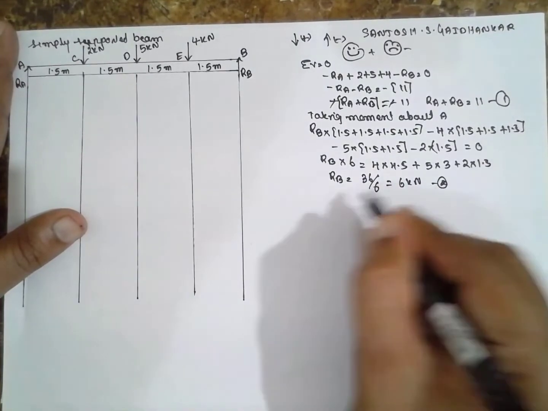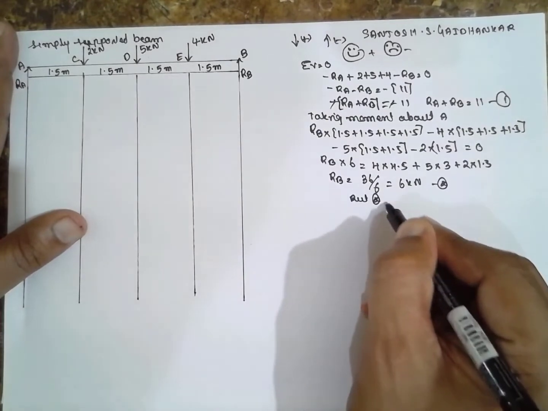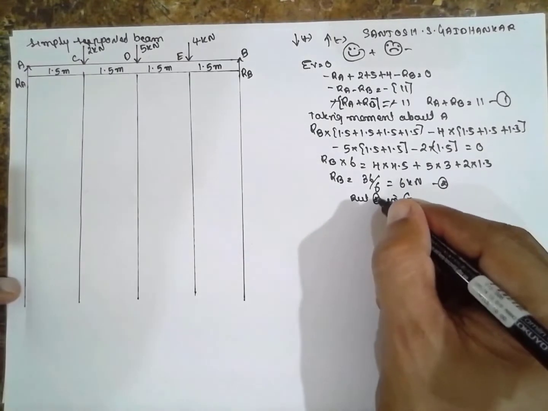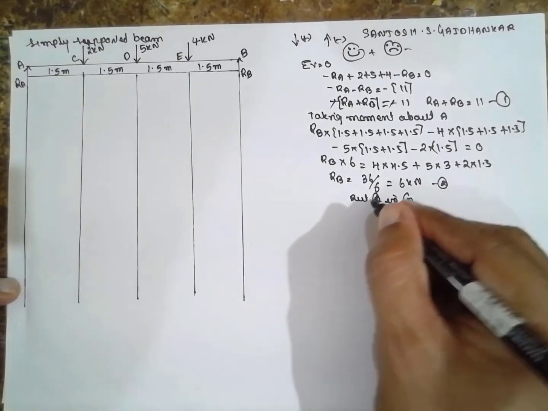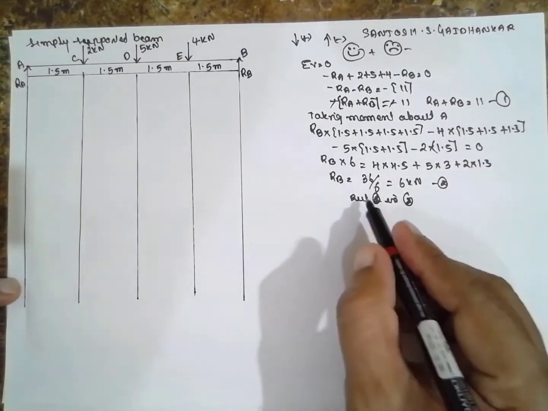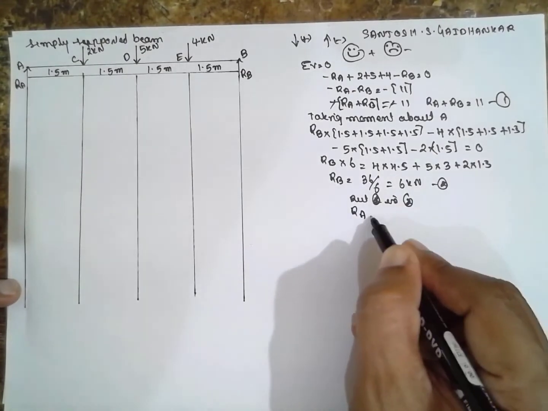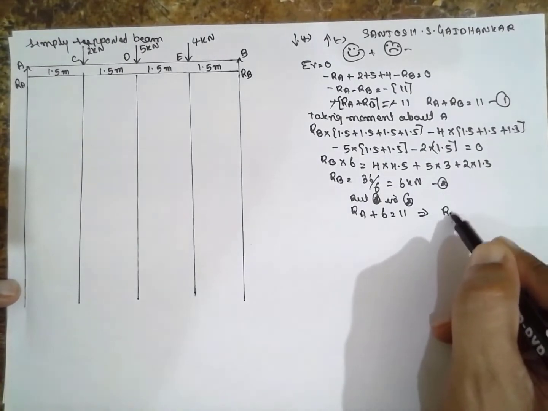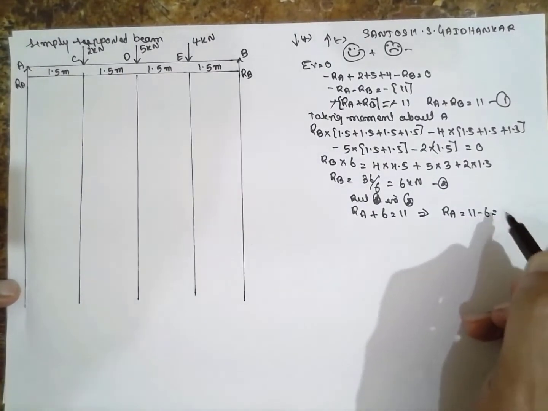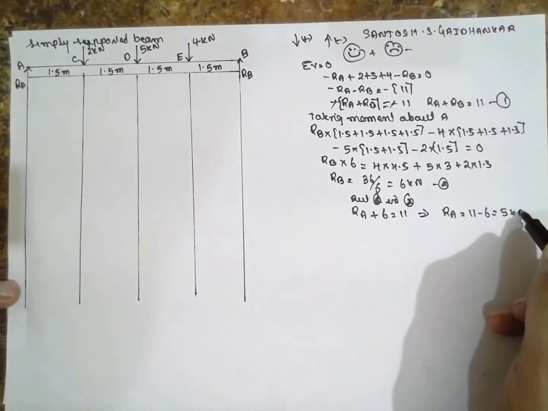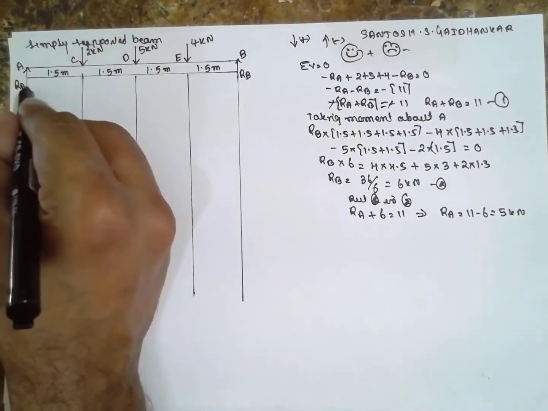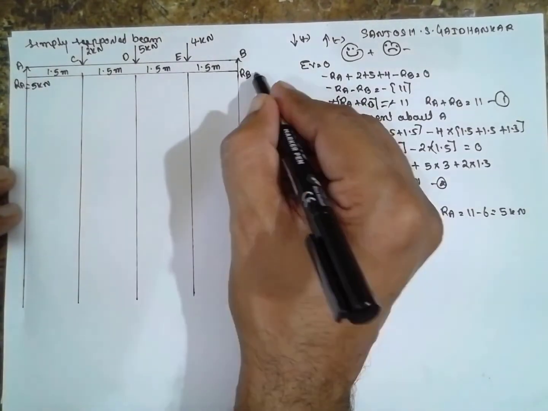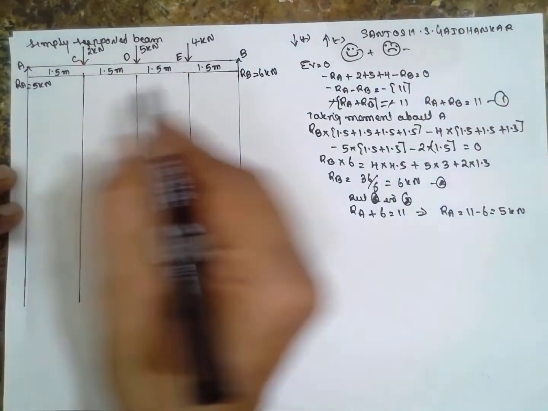This is equation 2. Put 2 in 1. You have to substitute this value in equation 1. Then it becomes RA plus 6 is equal to 11. Further, RA is 11 minus 6, which is 5 kilonewton. Therefore RA will be 5 kilonewton and RB will be 6 kilonewton. We have found the reactions.